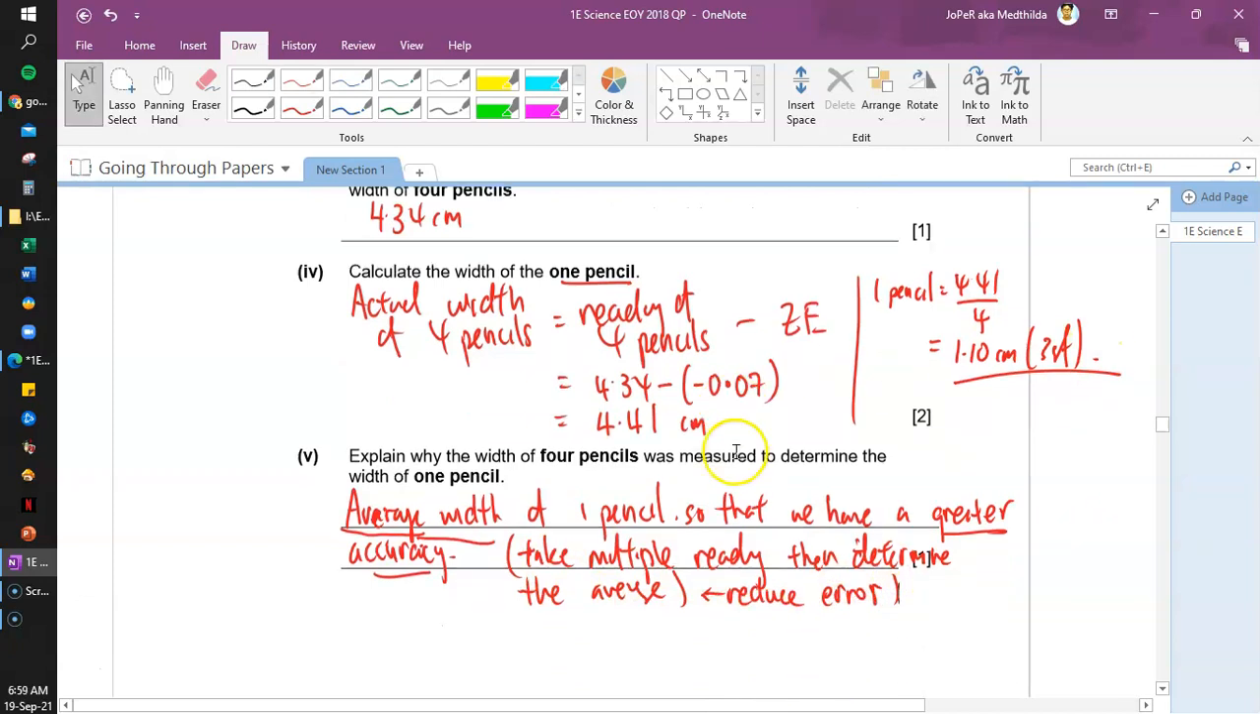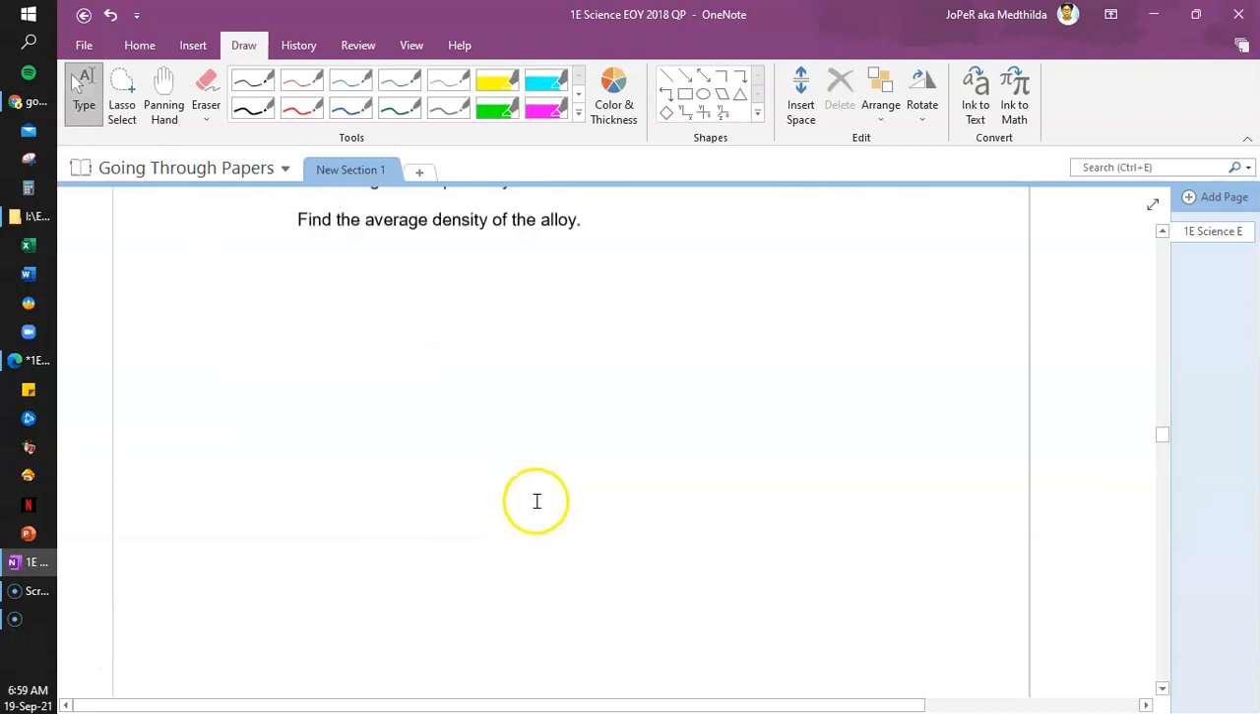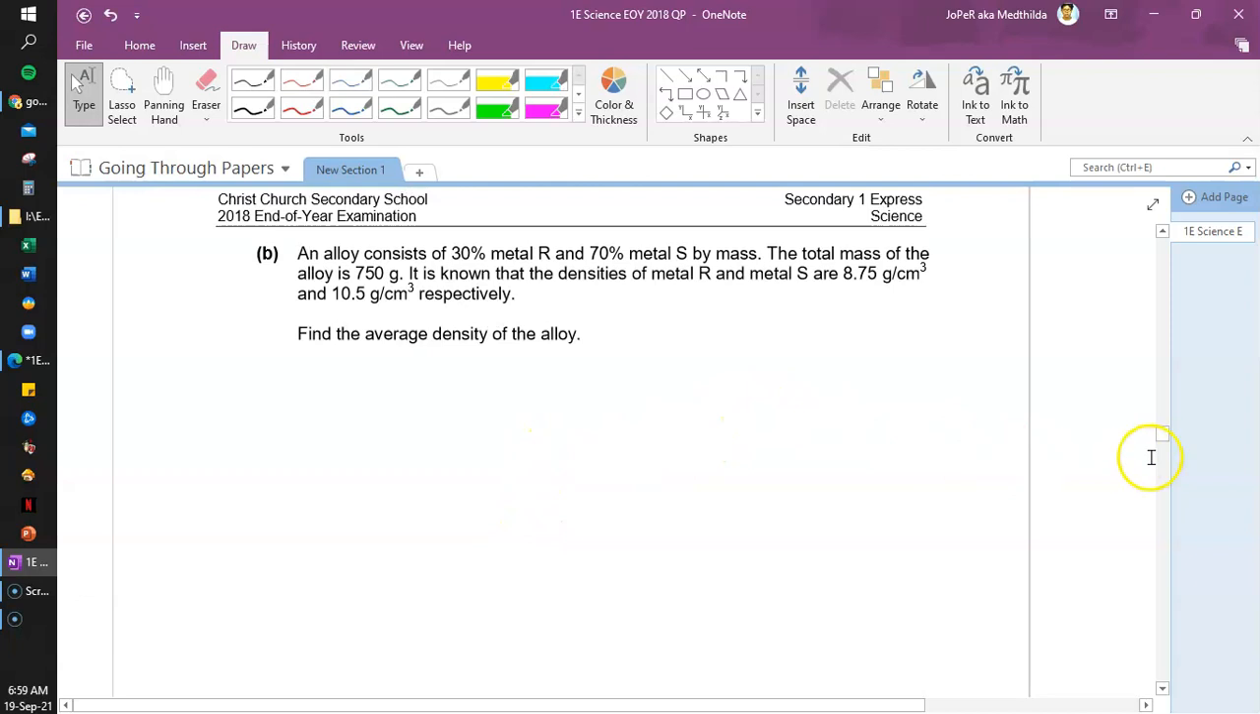Okay, next. An alloy consists of 30% metal R, 70% metal S by mass. The total mass of the alloy is 750 gram. It is known that the density of R and S are 8.75 and 10.5 gram per cm cube. Find the average density of the alloy. So one method that I always advocate to my students when doing part B is really to draw a nice little table with the mass, volume, and density. So I have a metal R, metal S, and the alloy of R and S.